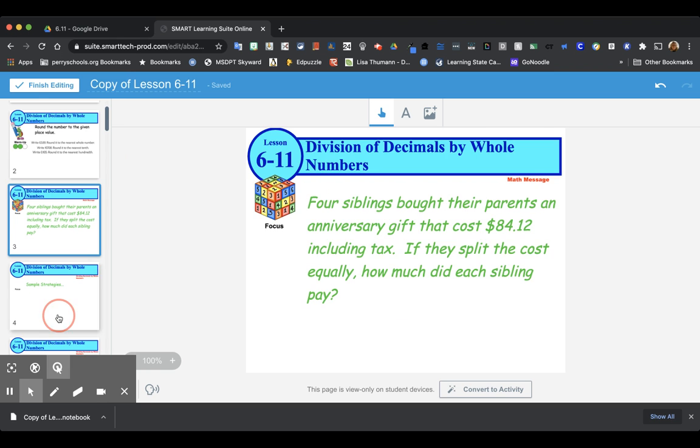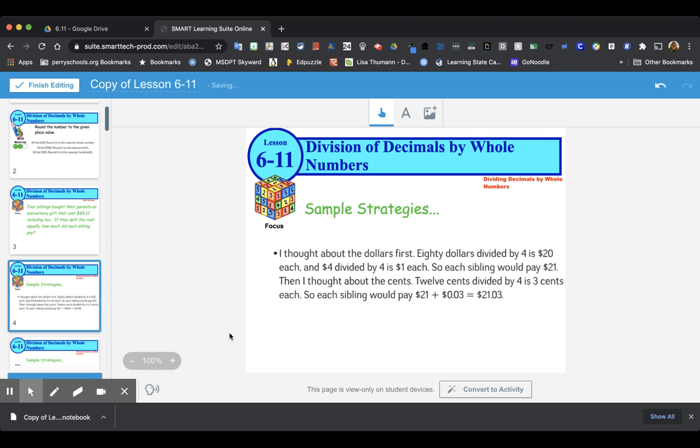When we look at some strategies to solve a question like this, you can think about the dollars first. $80 divided by 4 is $20 each. And then that $4 that's left over can be divided by 4, which is $1 each. So each sibling would pay $21. Then we think about the cents. We can take 12 cents divided by 4, and that's 3 cents a person. So each sibling would pay $21 plus that 3 cents to give us a total of $21.03.